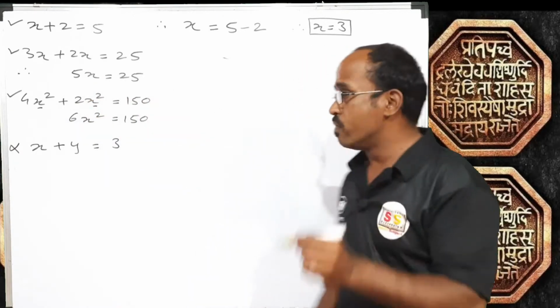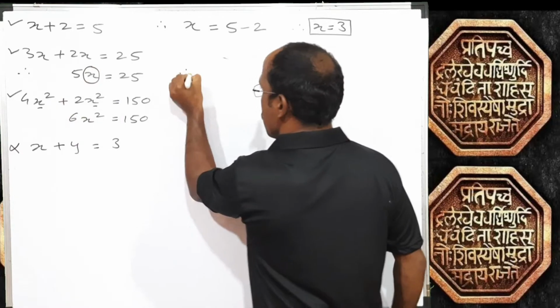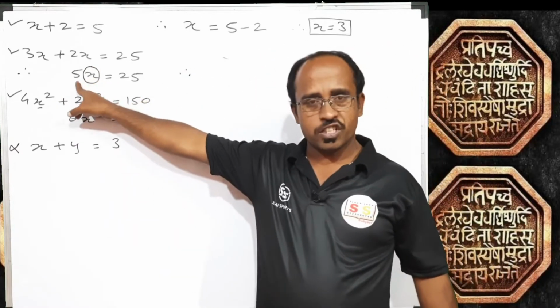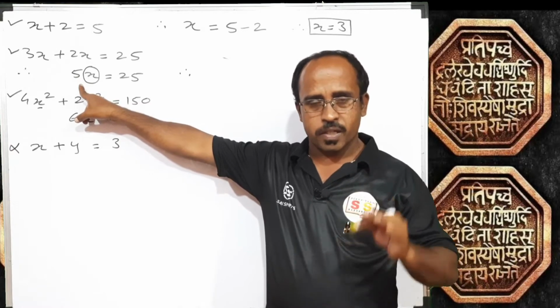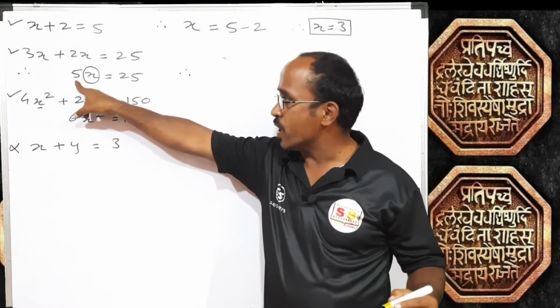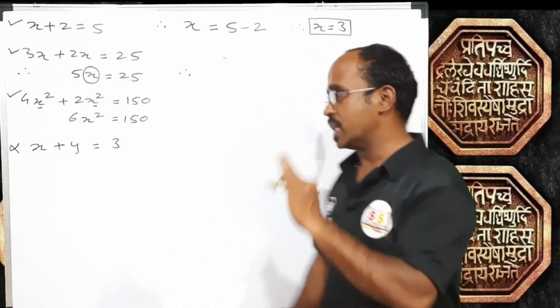What we have to do? We have to keep this x alone. We want only x here. Means this 5 should change its side. What this 5 is doing here? Addition, subtraction, multiplication or division. The 5 is multiplying to x. So after changing side, that 5 will divide.